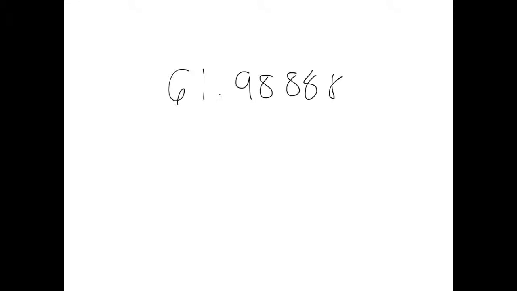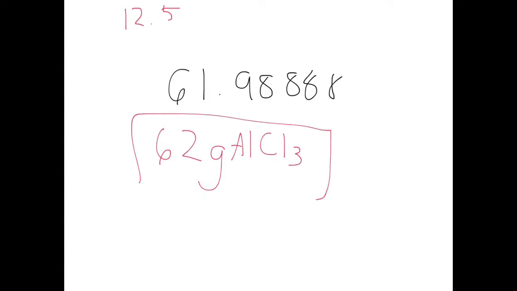And that gives us 61.98888. But we have to follow the significant digits rule, and remember that the fewest significant digits we had were in 12.5. So we have to round 61.98888 to 62 grams of AlCl3. And this is our final answer.